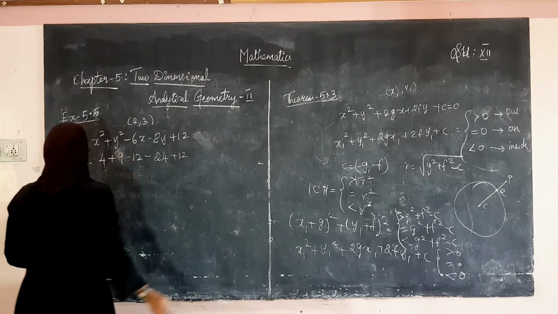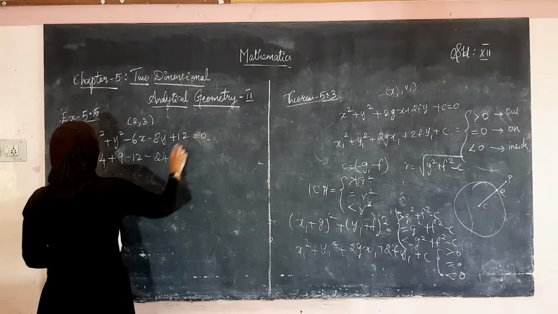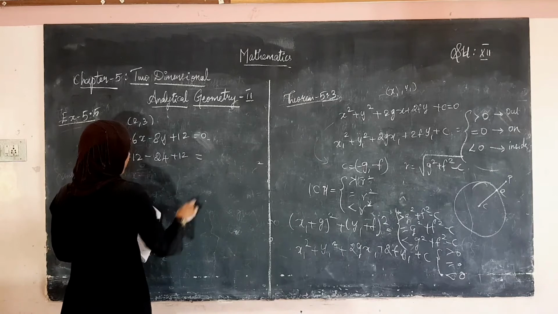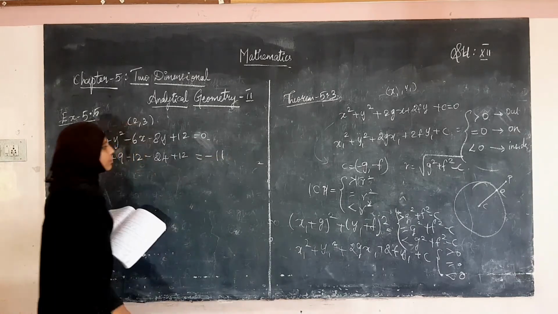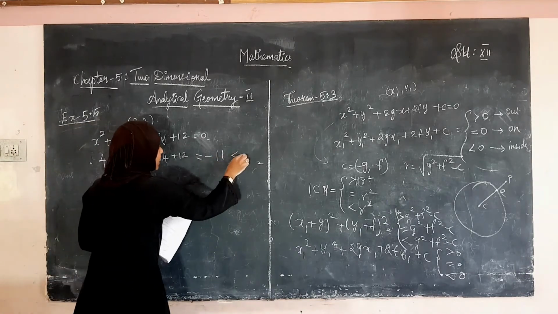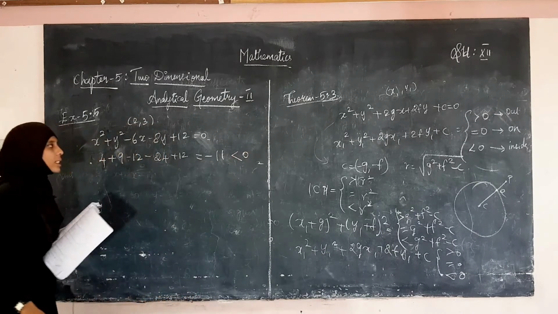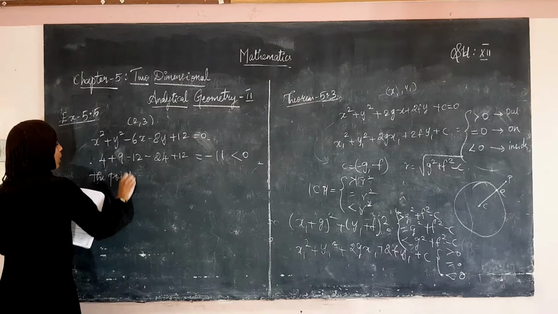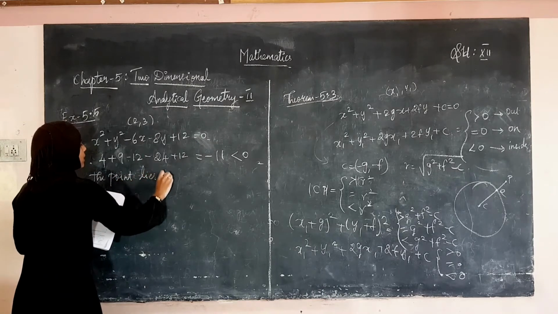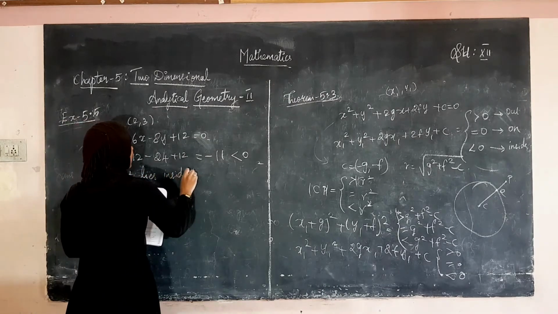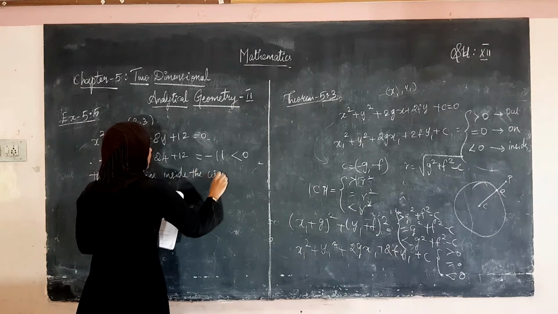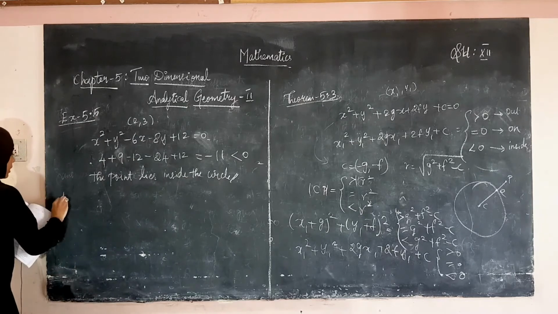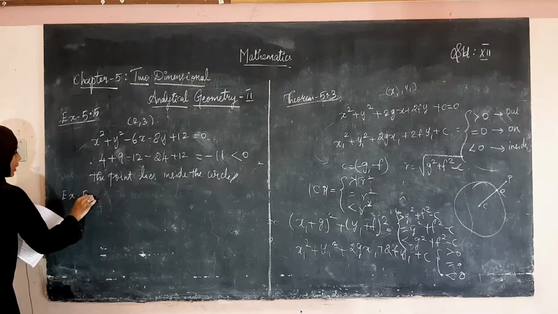Okay, it is not equal. This is the equation we have substituted. See here. After substituting we will be getting −11. This is less than 0. So if it is less than 0, the point lies inside the circle. You have to write the point lies inside the circle.